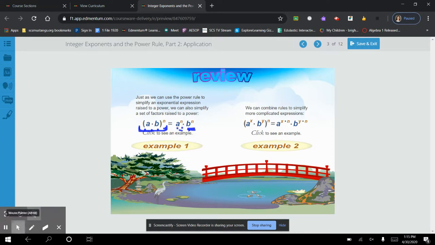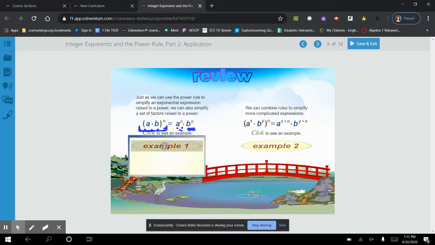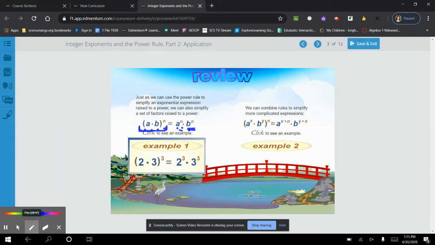So if you're looking at a number example, we can have something like 2 times 3 to the third power is equal to 2 to the third times 3 to the third. So they're distributing because there's multiplication, and this only works when there's multiplication or division. We can distribute that 3 to the exponents of the 2 and the 3, because remember the exponent that each of those have is 1, so it can be written as 2 to the third times 3 to the third.